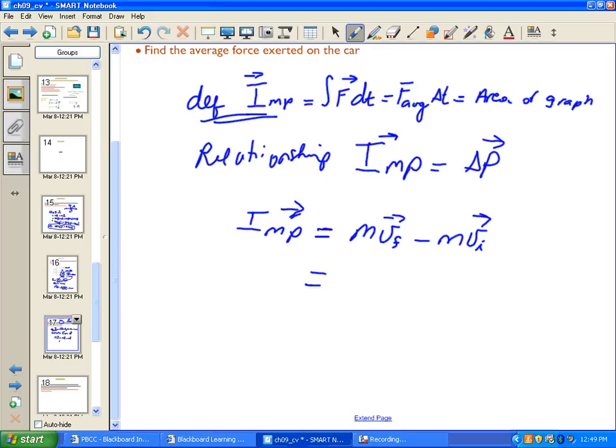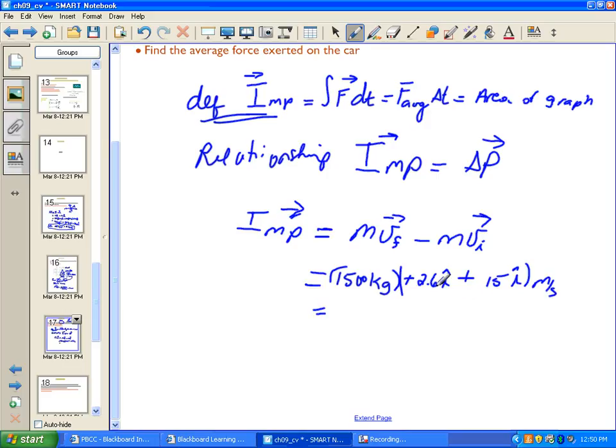All right, let's see. Let's factor out the m's so that we have a little bit less to write: 1,500 kilograms. V final is positive 2.6 i hat meters per second. And V initial is minus 15 i hat, but we have a minus in front of the minus, turning this into a positive i hat meters per second.